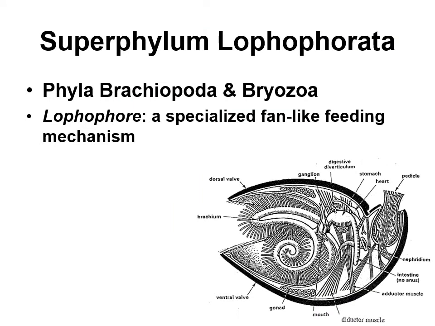Phylum Brachiopoda and Bryozoa both fall under Superphylum Lophophorata, because both of them possess a lophophore, which is a specialized filter feeding apparatus that's somewhat fan-shaped. If you look at the inside of a brachiopod valve set, you'll see in many cases a coiled or spiraled feather-like structure that they use for filter feeding. So they open up their valves, they extend out their brachidium with the lophophore, and they filter feed that way too. Bryozoans, though much smaller, also have a very similar structure. So thus we combine both of these under the umbrella of Superphylum Lophophorata.